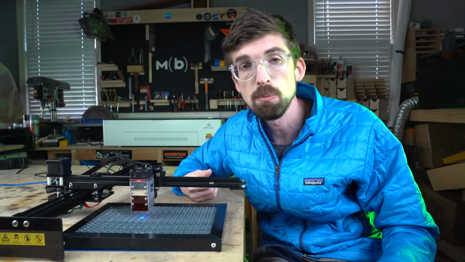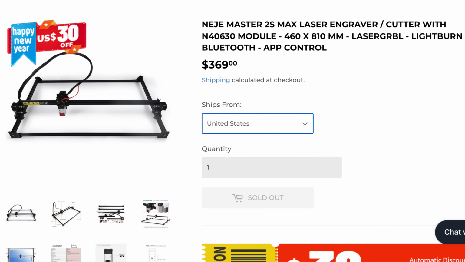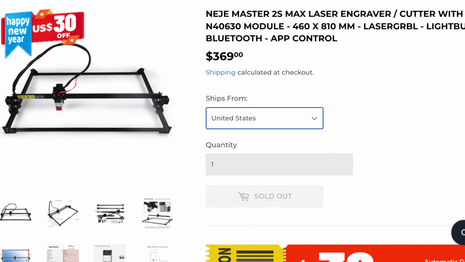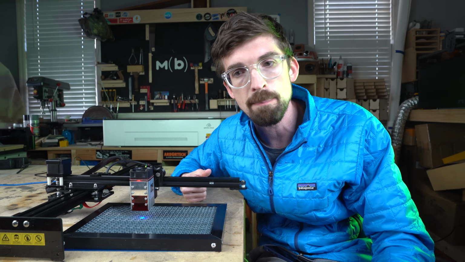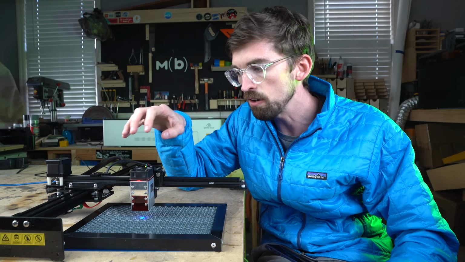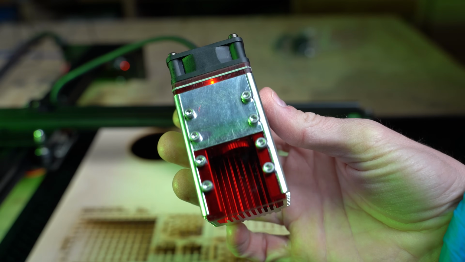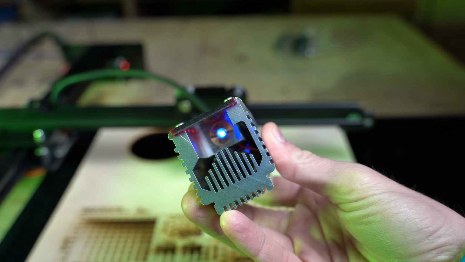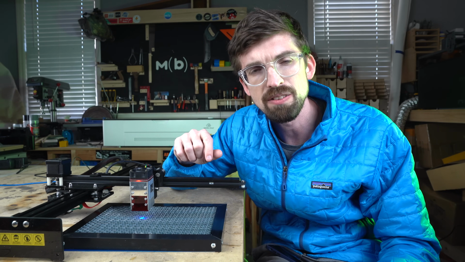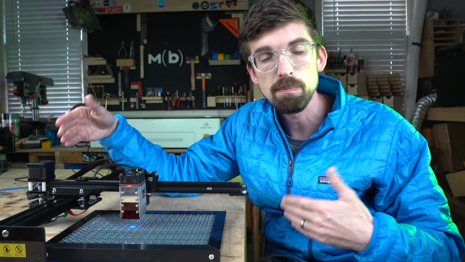Now, Neje also has more standard frame designs, like the 400 by 400 millimeters and even up. They have a Max, which is massive, that you can put a diode laser on. But what's been really interesting about all of these companies is they are starting to make the laser component separate from the frame, so you can mix and match. You can buy this laser module separately; at the time of this recording I think it's around $250, or buy it all together as a kit.